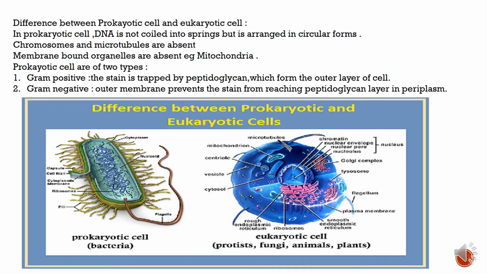And prokaryotic cells are of two types. One is gram-positive, another one is gram-negative. In gram-positive, the stain is trapped by peptidoglycan, which forms the outer layer of the cell, and in gram-negative, the outer membrane prevents the stain from reaching the peptidoglycan layer in the periplasm. So now you can see the prokaryotic cell structure and eukaryotic cell structure is already given here.